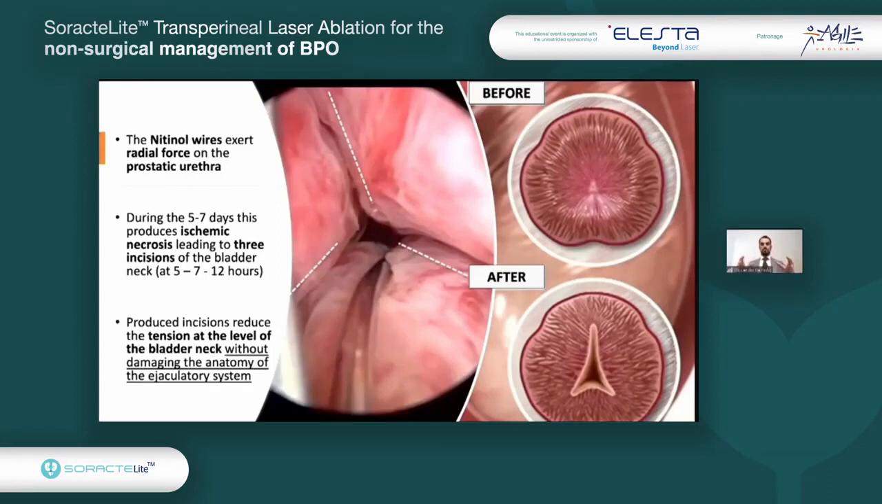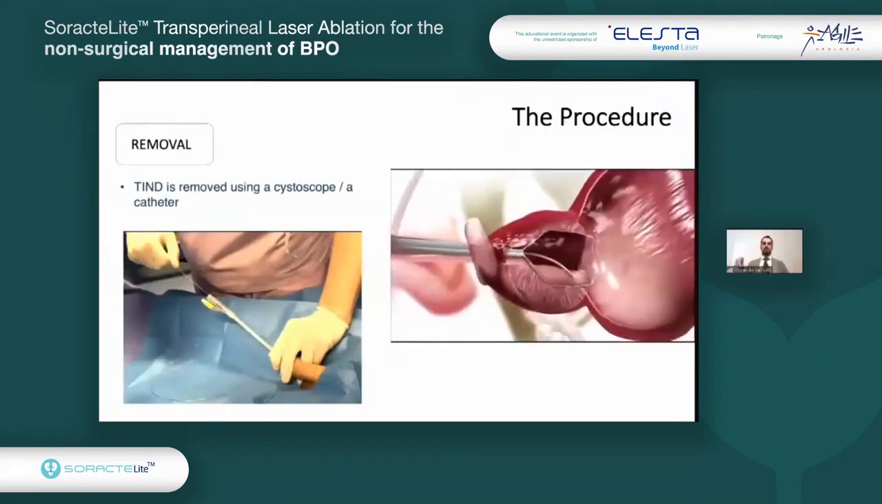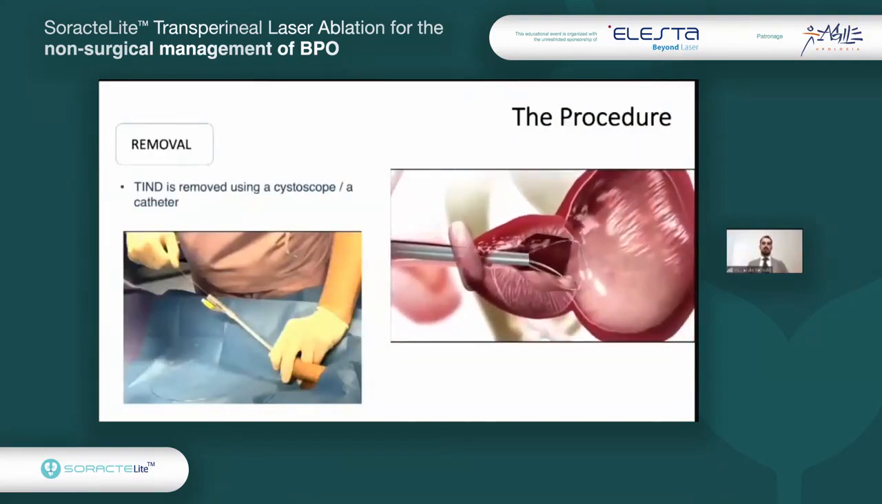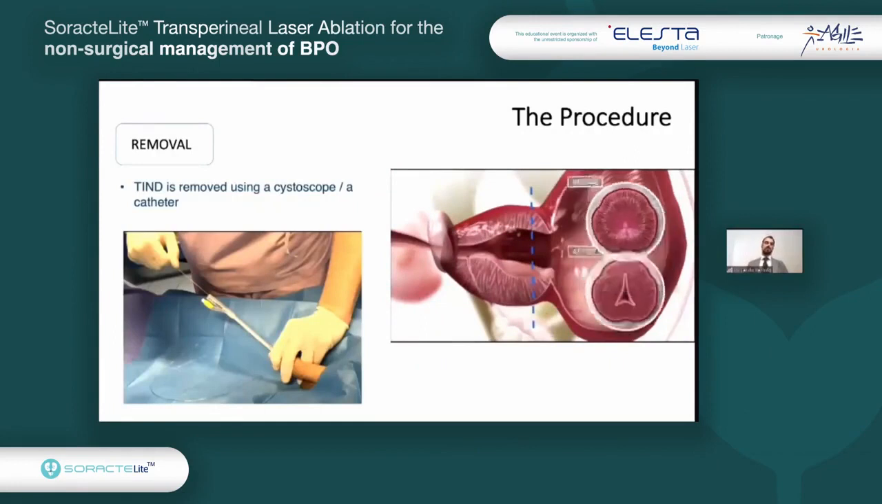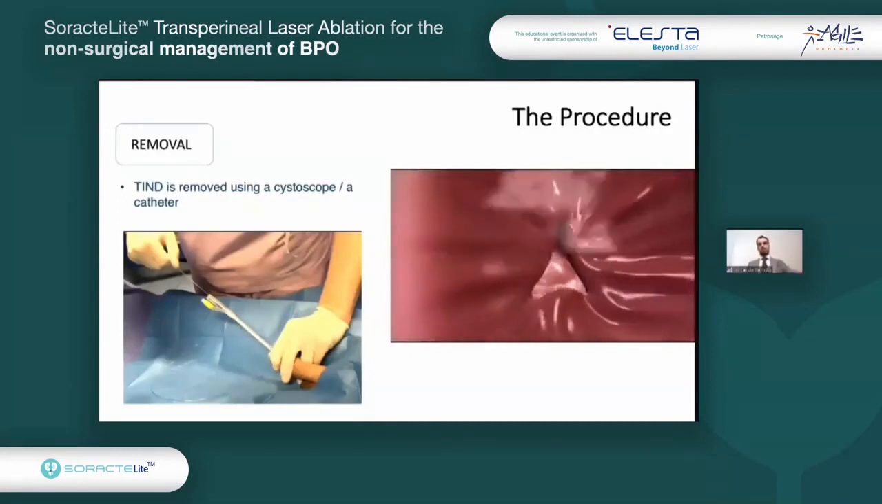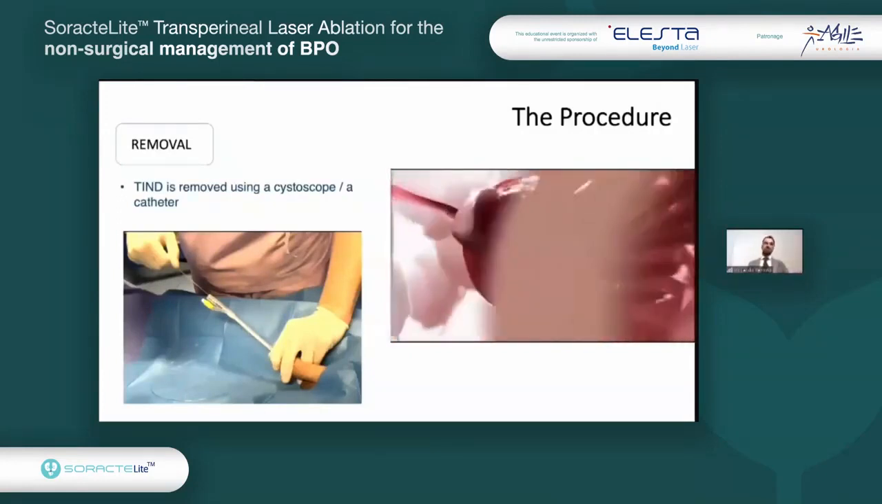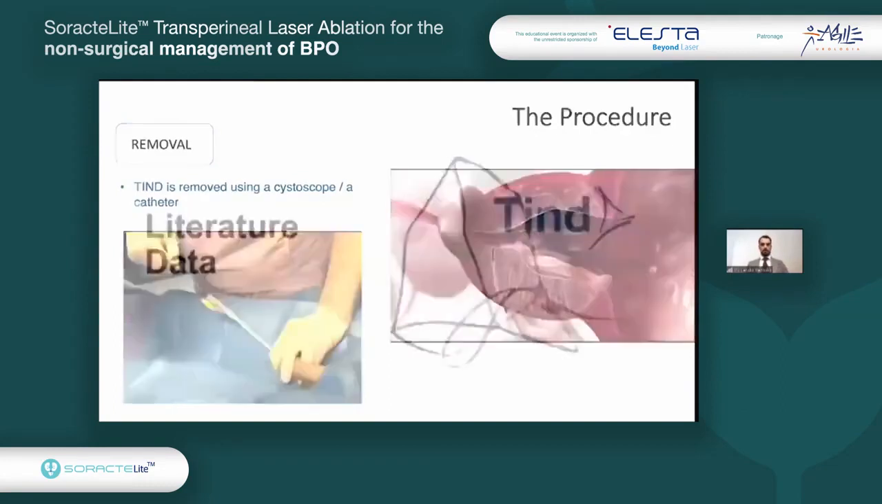Obviously, you can figure that there is no damage to the anatomy of the ejaculation. The removal is pretty simple, and can be performed by using a cystoscope, retrieving the temporary implantable nitinol device into the sheath of the cystoscope, but it could be performed even by simply using a catheter that is cut at the level of the tip. The wider the catheter, the easier it is to retrieve the device, and I usually prefer using the catheter, which is much easier and faster.